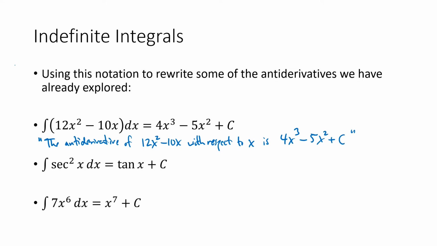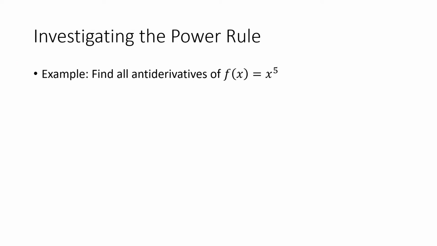Similarly, the second bullet point there, we would write the antiderivative of secant squared of x is tangent of x plus c, and the antiderivative of 7x to the 6th is x to the 7th plus c.